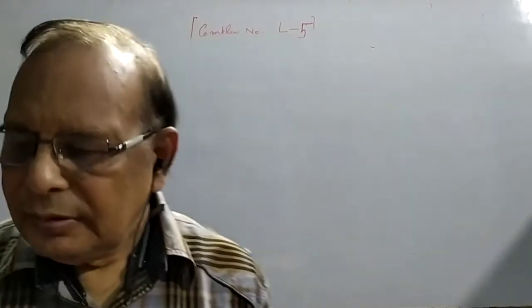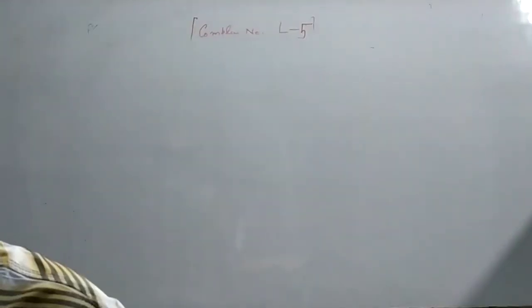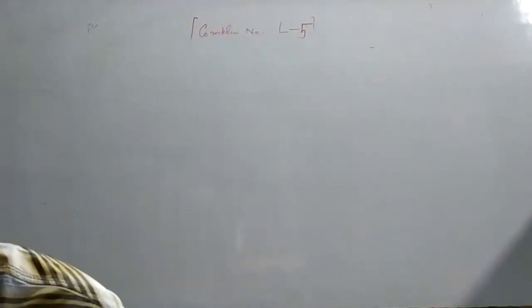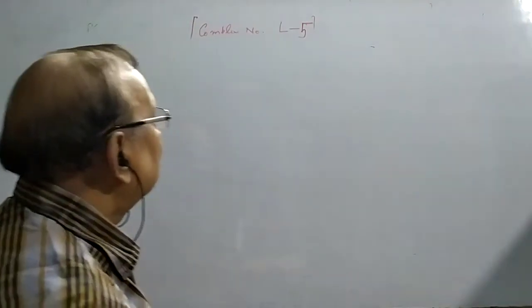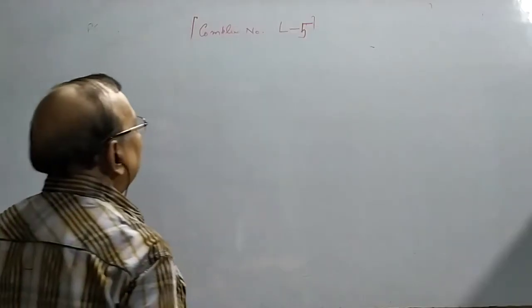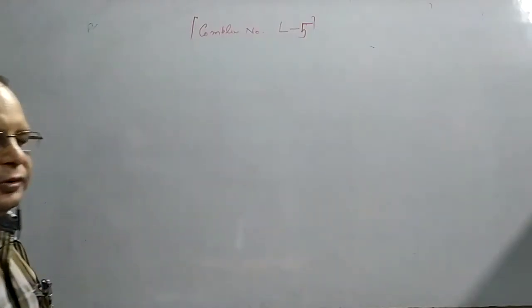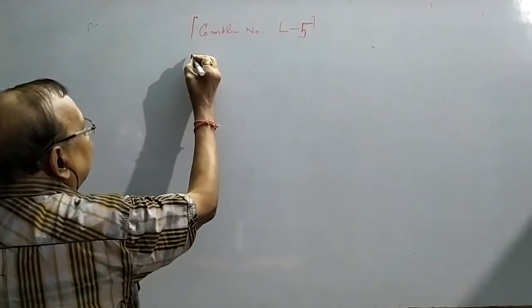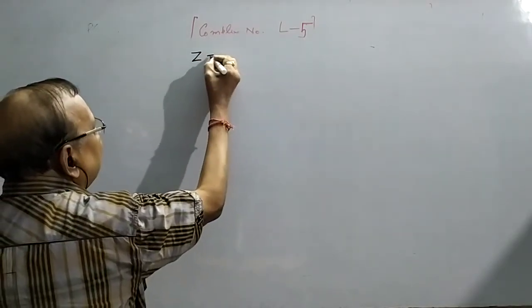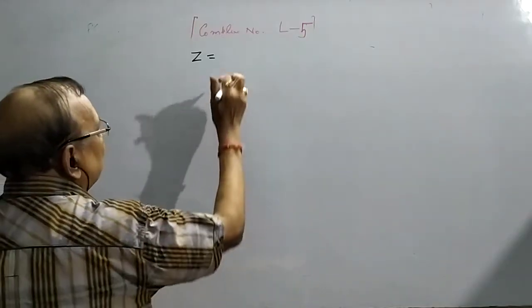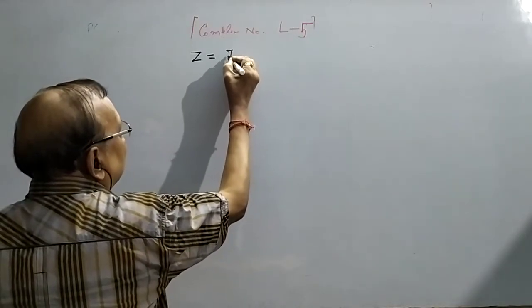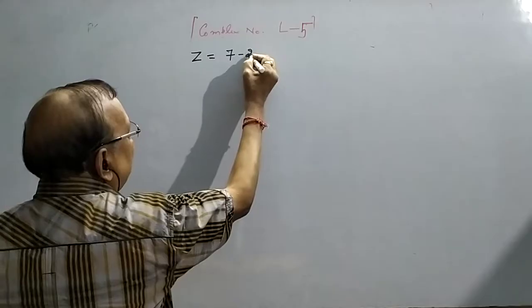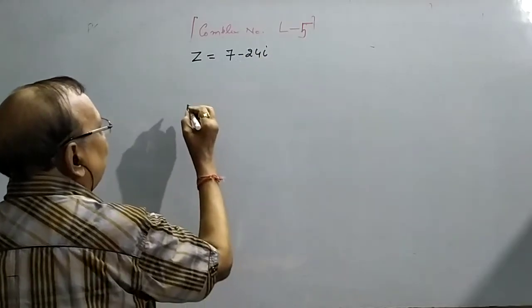That was regarding modulus of complex number. Now, square root of complex number. I am taking directly an example. Suppose 7 minus 24i. So find the square root.